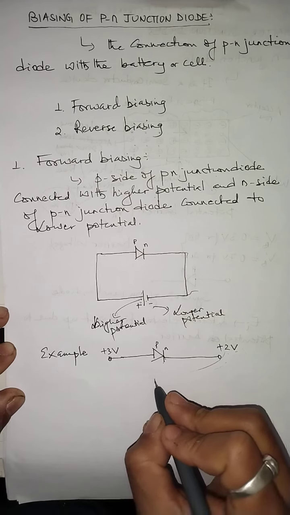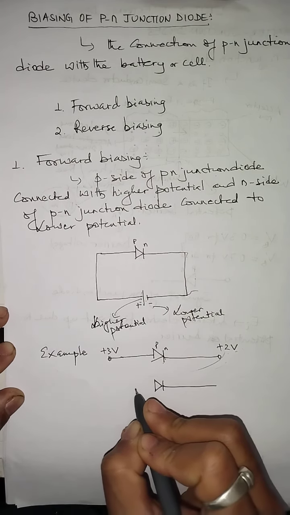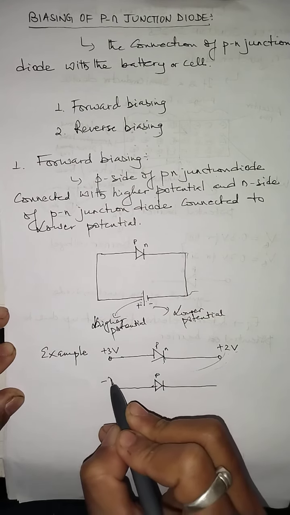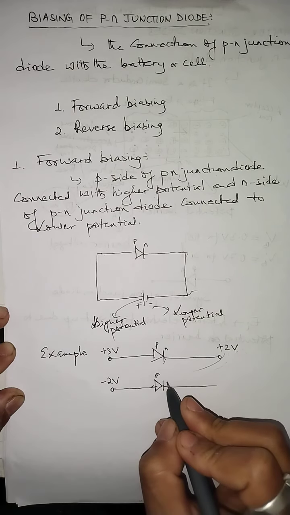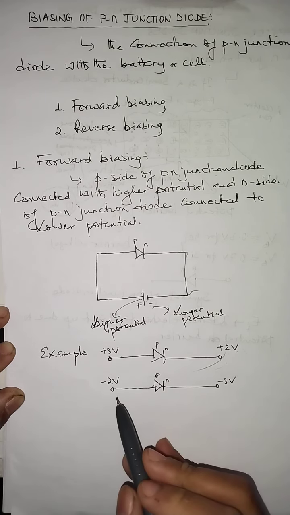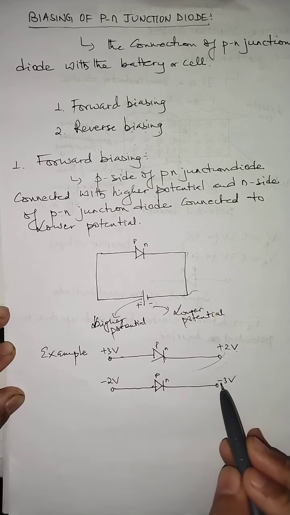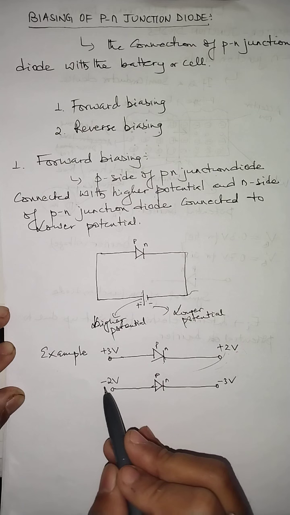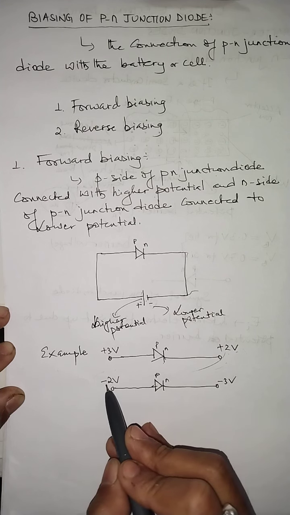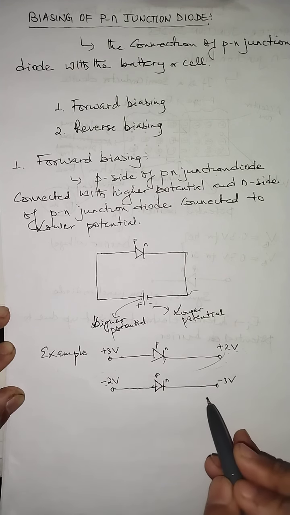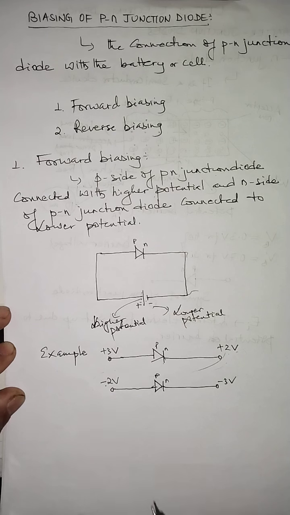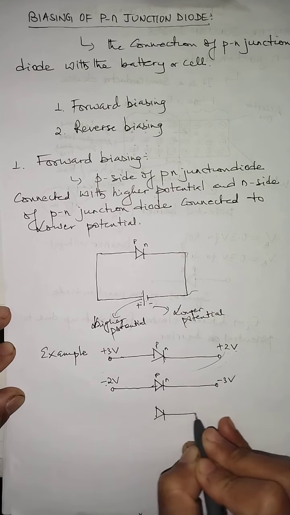Similarly, I take another example. If the same PN junction diode is connected so that the P side is connected to minus 2 volt and N is connected to minus 3 volt, both are negative, but P is at minus 2 volt, which is higher potential because minus 2 volt is more than minus 3 volt. So P is connected to the higher potential, and N to minus 3 volt, the lower potential. So this is also an example of forward bias. Okay, let me take another example in a similar way. I take the same PN junction diode.